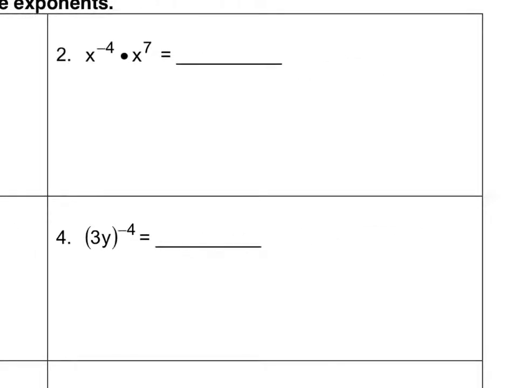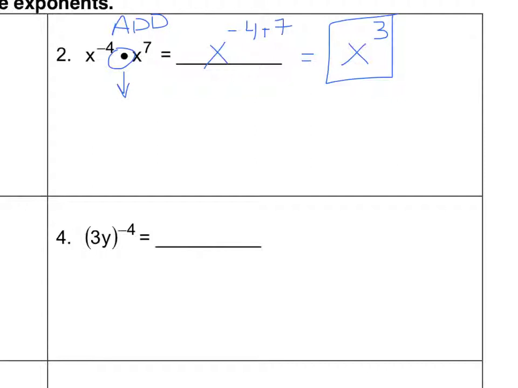Every time you are multiplying, what you do is you add the powers. You copy over the base and you add negative 4 plus 7. Negative 4 plus 7 is 3, so the final answer is x cubed. That would be your final answer. So remember, every time you multiply, you have to add the powers. Now, let's move on to number 4.